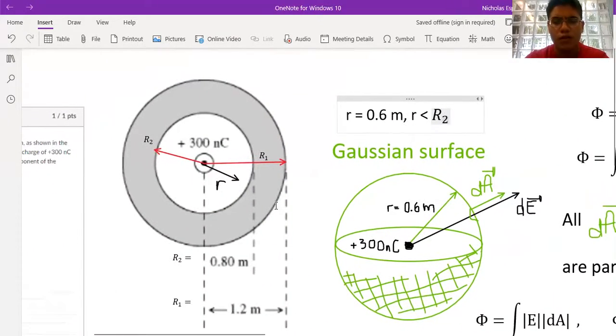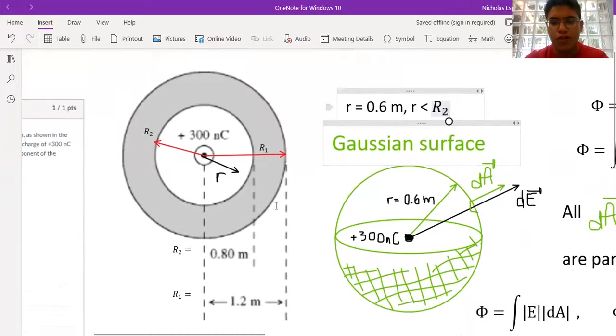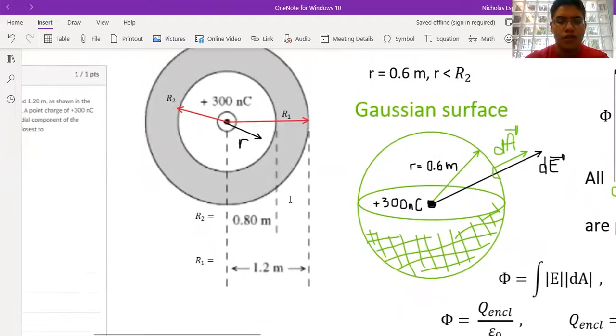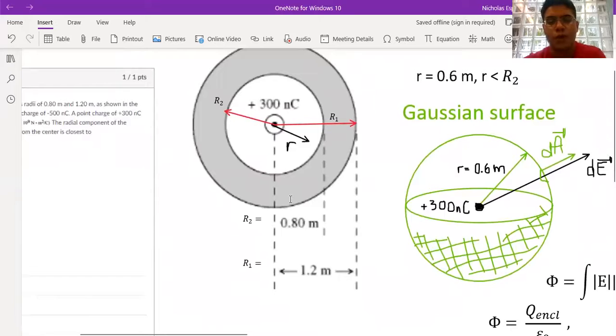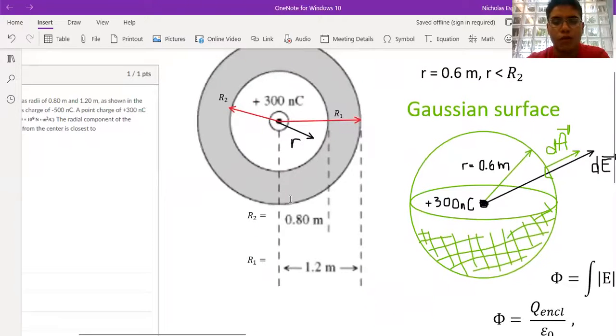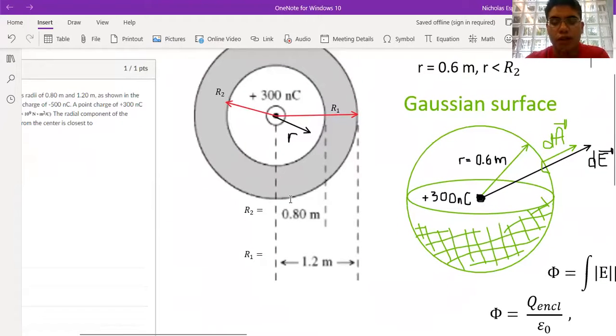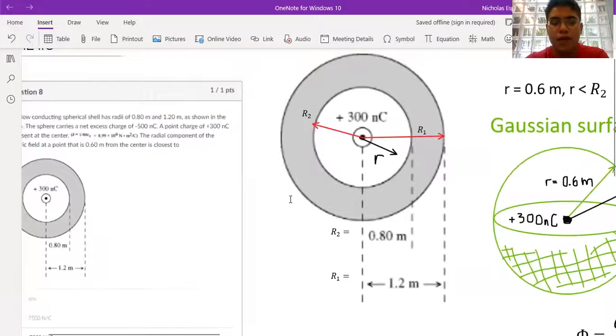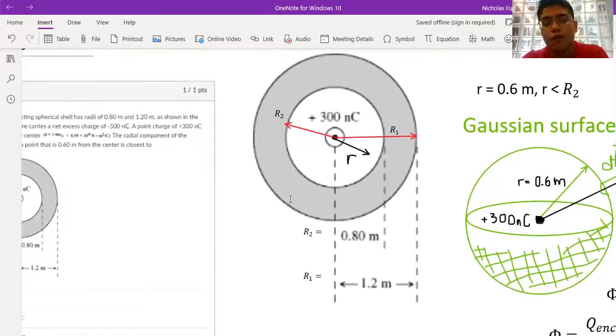And the way I got to this answer was through the use of Gaussian surfaces and Gauss's law. So what they give us is three radiuses. First radius is 1.2 meters, the radius of the entire sphere. The second radius is 0.8 meters, which is the radius of the inner sphere or the inner cavity. And the third radius is the point where they ask for the electrical field, 0.6 meters away from the center.